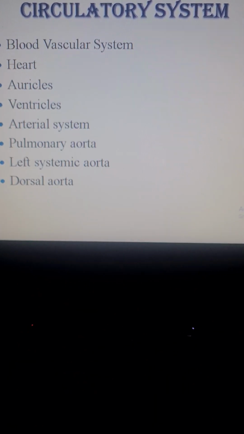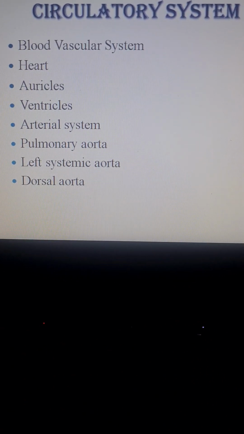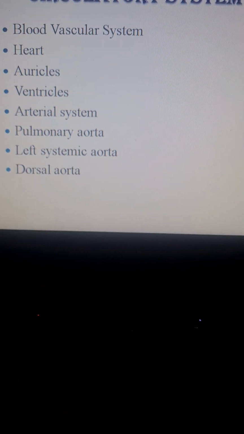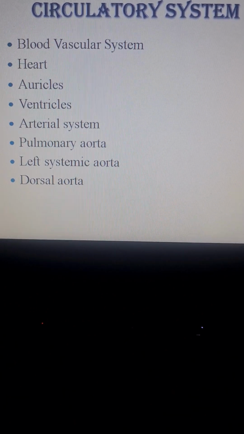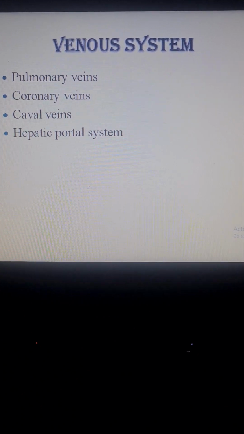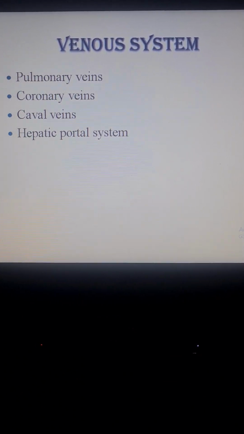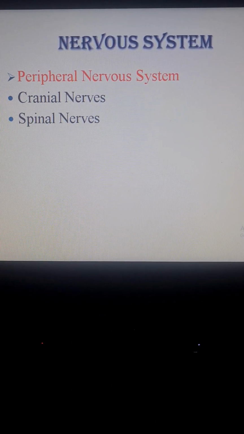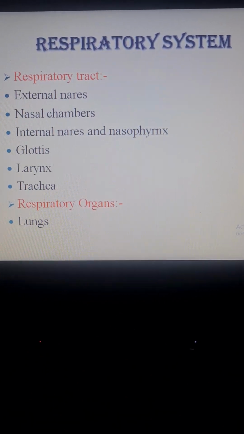The second is the circulatory system. The circulatory system contains the blood vascular system, heart, arterioles, ventricles, arterial system, pulmonary aorta, left systemic aorta, and the dorsal aorta. Venous system: the venous system consists of pulmonary veins, coronary veins, cava veins, and the hepatic portal system. The nervous system of the rabbits is the peripheral nervous system, and it contains cranial nerves and spinal nerves.